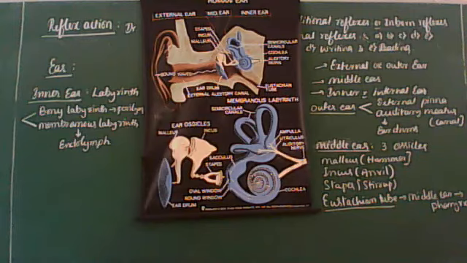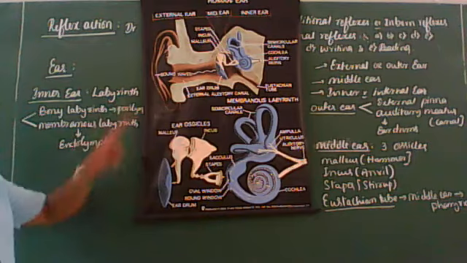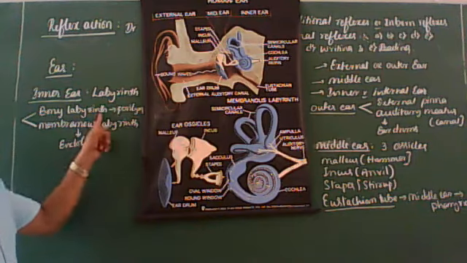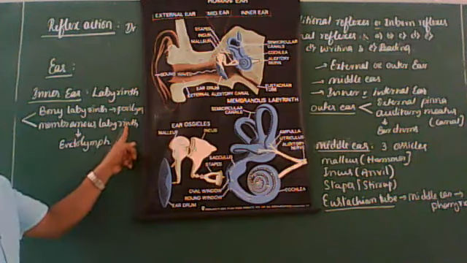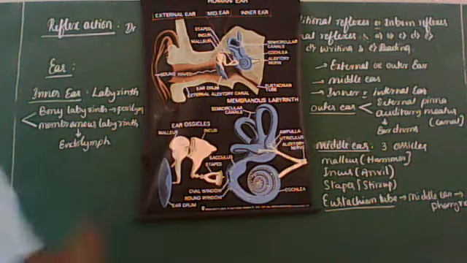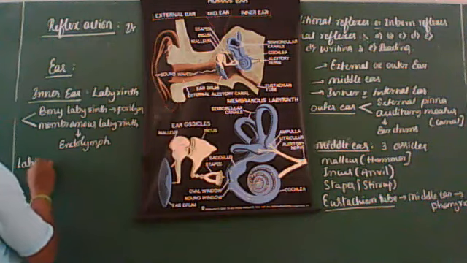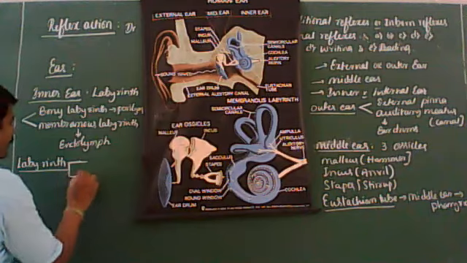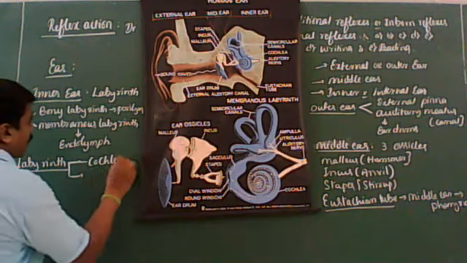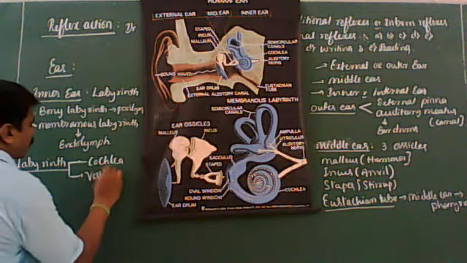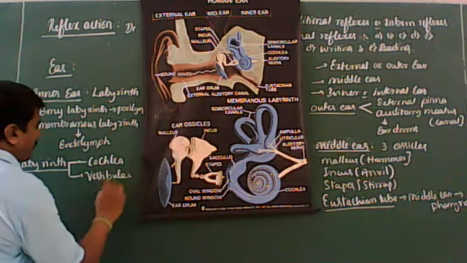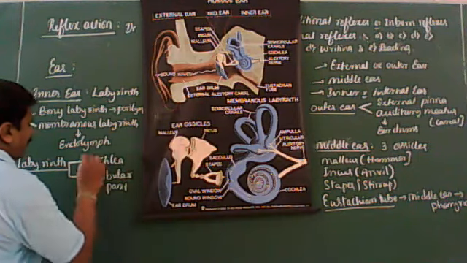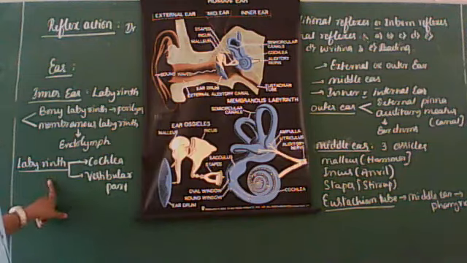Clear? So the internal ear or inner ear is filled with the fluid called labyrinth. Labyrinth is of two types. The bony labyrinth is surrounded by a fluid called perilymph, and the membranous labyrinth is filled with the fluid called endolymph. So this labyrinth has two parts, namely the cochlea and the vestibular part. These are the two parts of the internal ear.